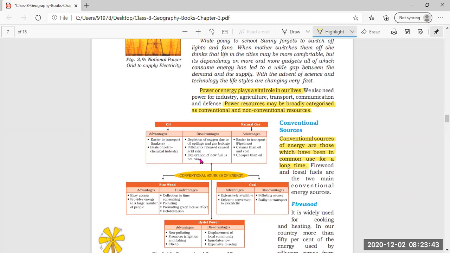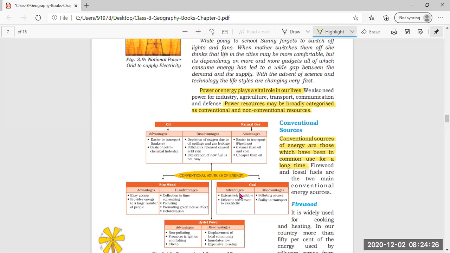Then the disadvantage is depletion of oxygen due to oil spillage and gas leakage. Due to gas leakages and all, oil spill is there, then oxygen is becoming depleted, lessened day by day. Then pollution released causes acid rain. Whatever pollutants are released by the splitting of this oil, they cause acid rain, and exploration of new fuel is not easy. Then advantages of natural gas: easier to transport, this also through pipelines, cleaner than oil and coal, and lastly cheaper than oil. So this is the difference between oil and natural gas.